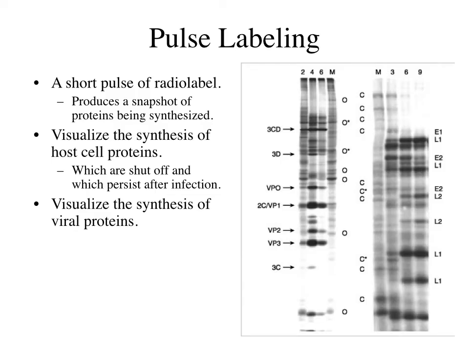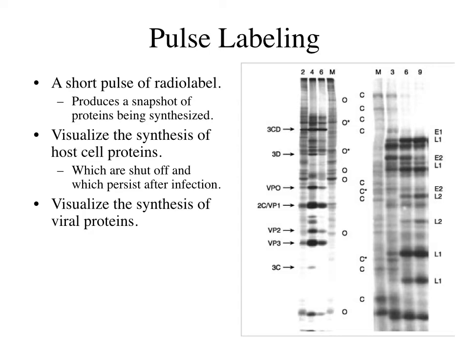So, we have looked at how to concentrate and purify viruses using ultracentrifugation, and we've also looked at several methods for studying virus genomes. Now we're going to discuss ways to study viral proteins and viral messenger RNA. One of these methods is pulse labeling.